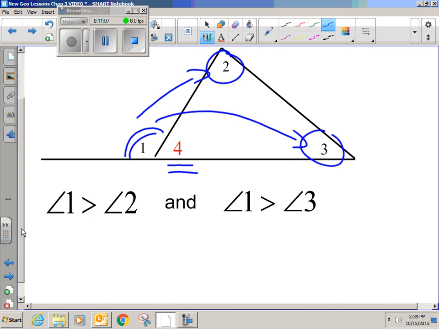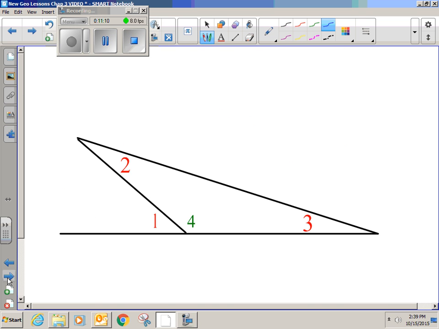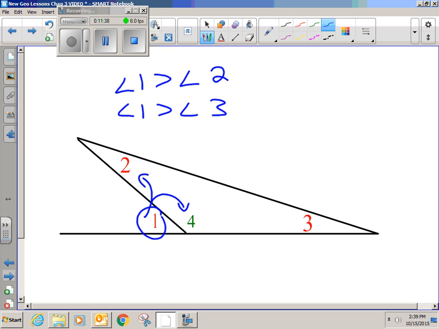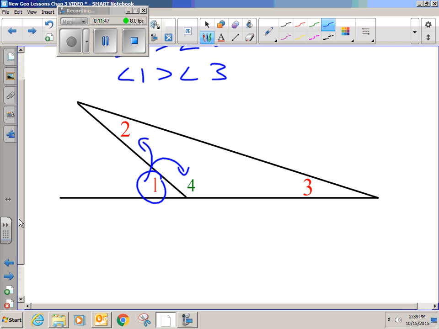Now be careful, because as you look here, you can see angle 1 is not greater than 4, but 4 is not a remote interior angle. The triangle exterior angle inequality theorem says that angle 1 is bigger than angle 2, and angle 1 is bigger than angle 3, even though angle 1 is not bigger than angle 4. We will prove this theorem in class, I promise you.